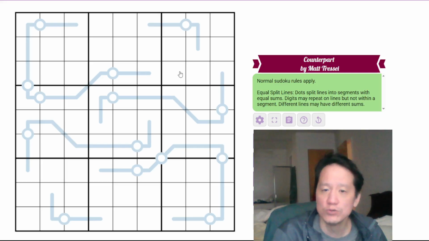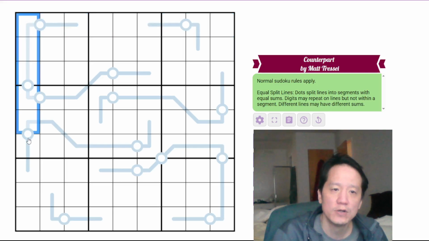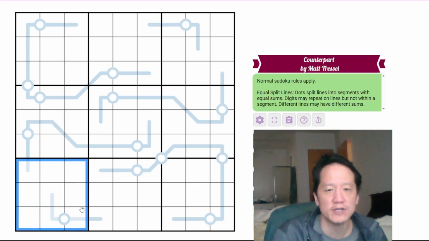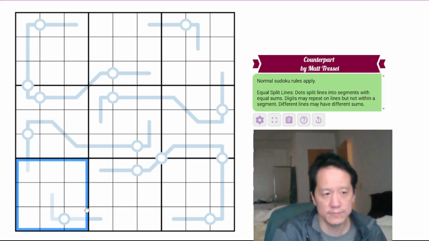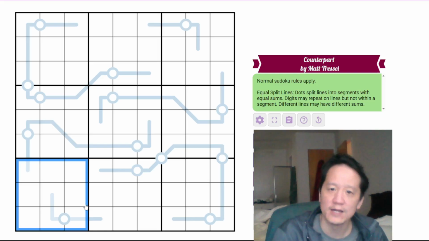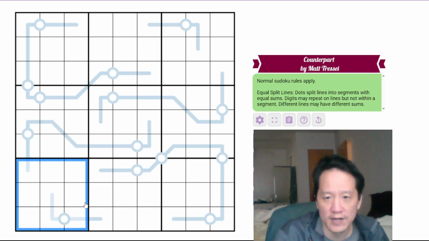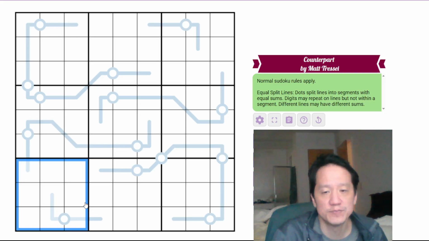And here are the rules. Normal Sudoku rules apply, which means fill every row, column, and box with the digits 1 through 9 without repeats. We also have a new rule set, which is called equal split lines, where dots split lines into segments with equal sums. Digits may repeat on lines, but not within a segment. Different lines may have different sums.